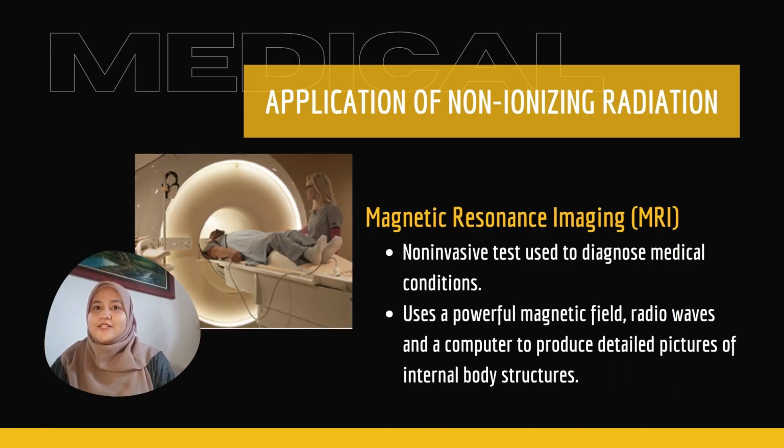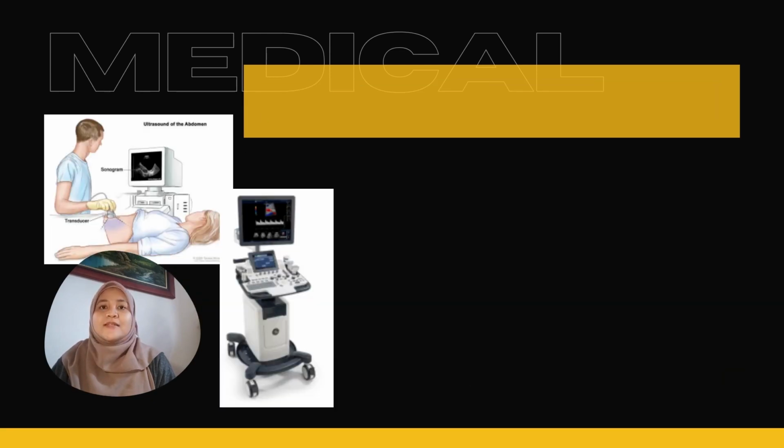Application of non-ionizing radiation in medical and industrial. In medical, there is the magnetic resonance imaging machine. MRI is a non-invasive test used to diagnose medical conditions. MRI uses a powerful magnetic field, radio waves, and a computer to produce detailed pictures of internal body structures.